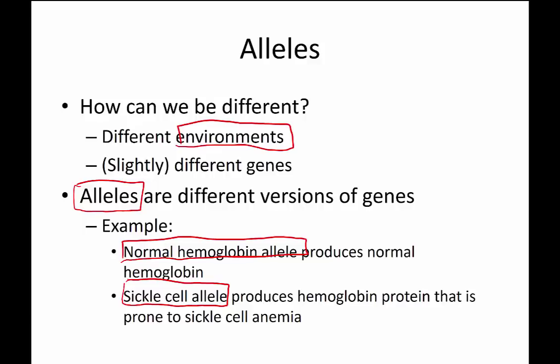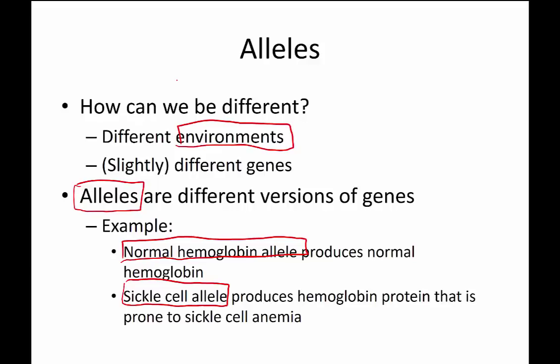People with a sickle cell mutation in their hemoglobin have major health issues. So here we're looking at two different alleles: the normal allele and the sickle cell allele. Both these alleles produce hemoglobin, which transports oxygen through our blood. So it's still the same protein, still the same function. However, we have a different version of this gene. Here we have the sickle cell allele, and this causes disease.